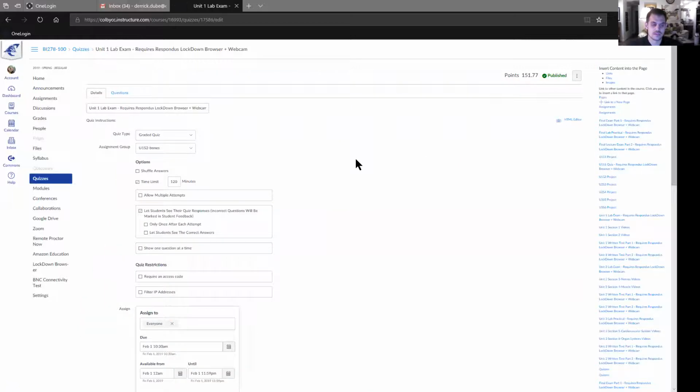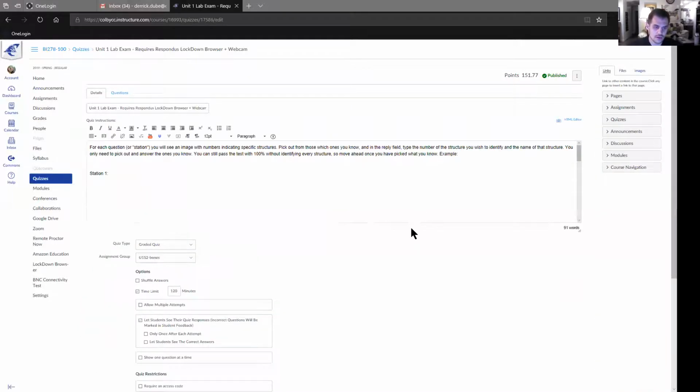So there are 151.77 points available in the test. But the passing, to get a 100%, you need 100 points. So that means there's 50 points of stuff that you can skip.